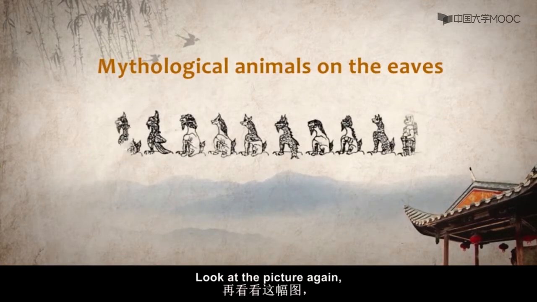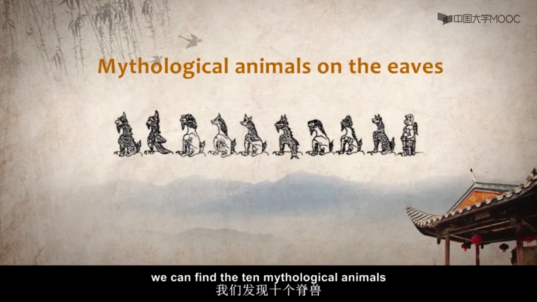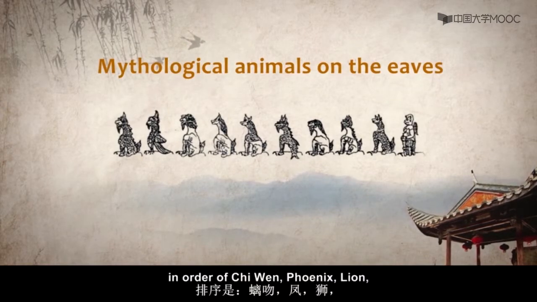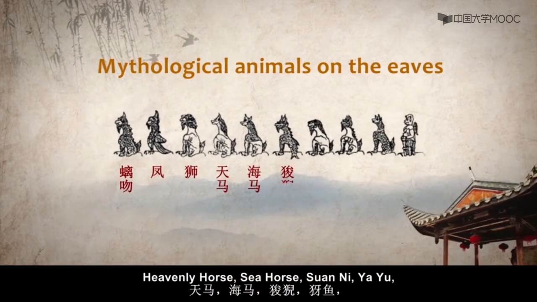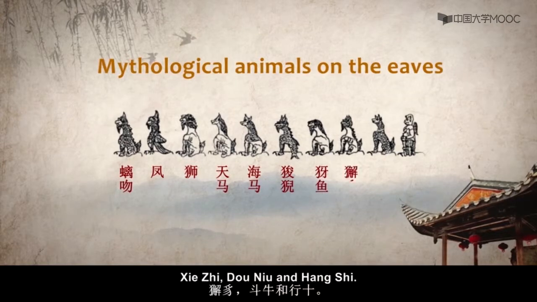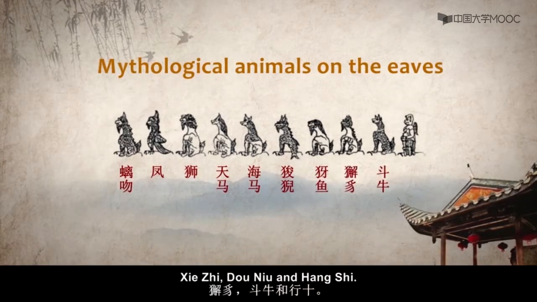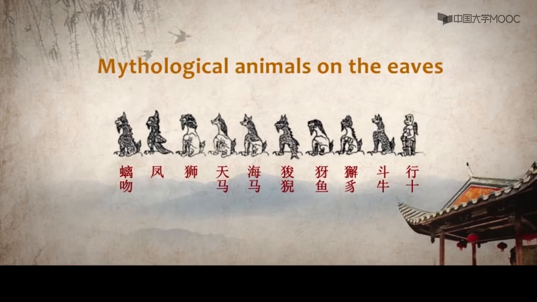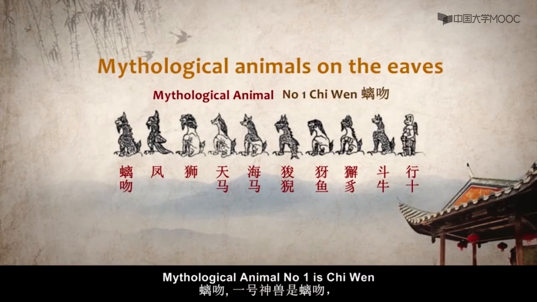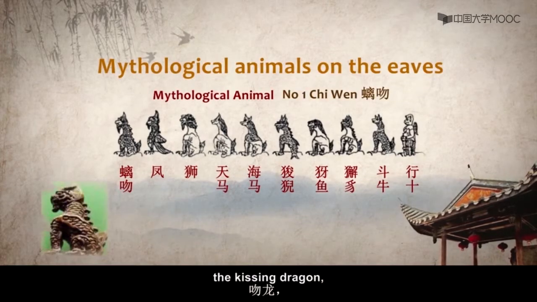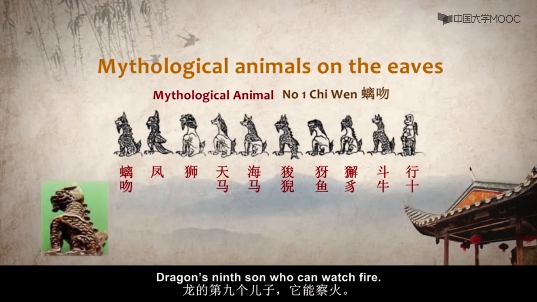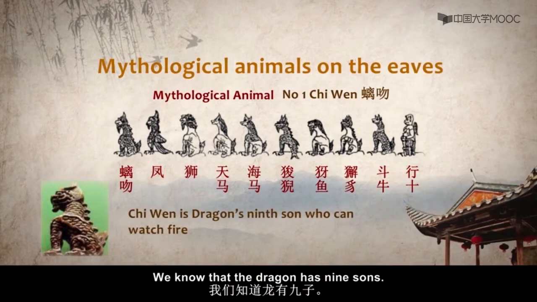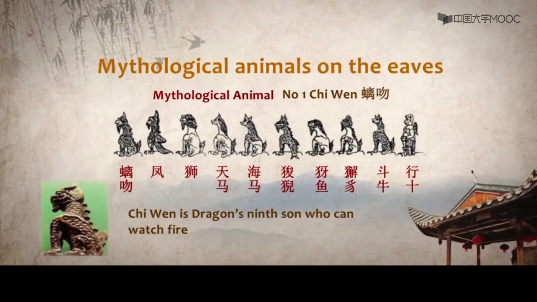Look at the picture again. We can find the 10 mythological animals in order of Chi Wen, phoenix, lion, heavenly horse, seahorse, Suan Ni, Ya Yu, Xie Zhi, Dou Niu, and Hang Shi. Mythological animal #1 is Chi Wen, the kissing dragon. Dragon's 9th son, who can watch fire. We know that the dragon has 9 sons.